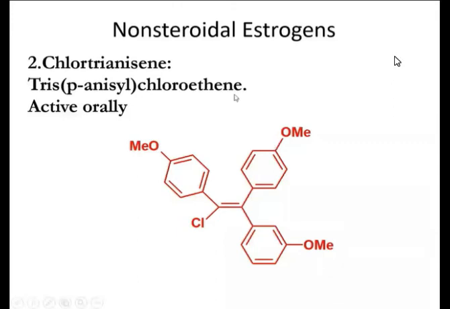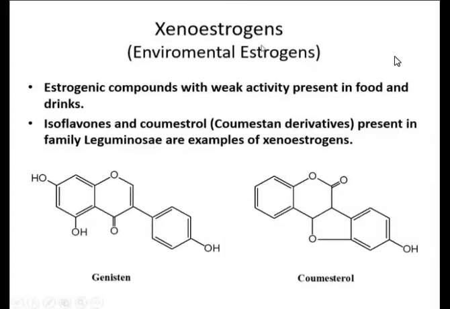Then another is xenoestrogens, environmental estrogens. Estrogenic compounds with weak activity present in food and drinks. Isoflavones and coumestan derivatives present in the family Leguminosae are examples of xenoestrogens. Leguminosae means the peanuts are like that. So this is genistein and coumestrol. They are environmental estrogens. These estrogens are present in the food. Okay, you should also know about that.